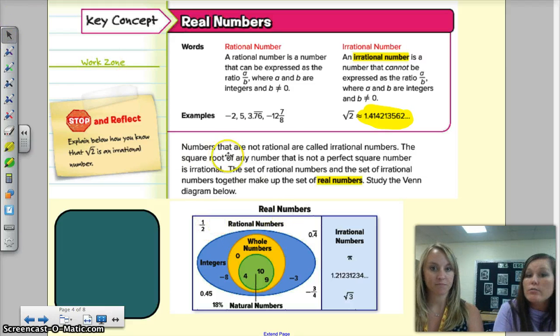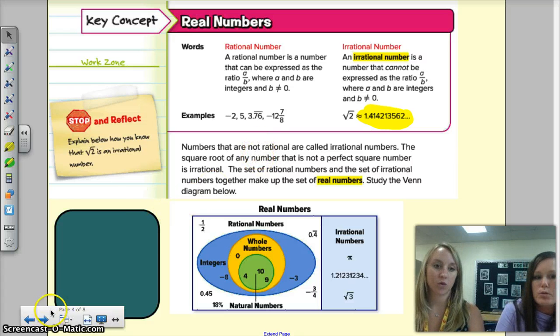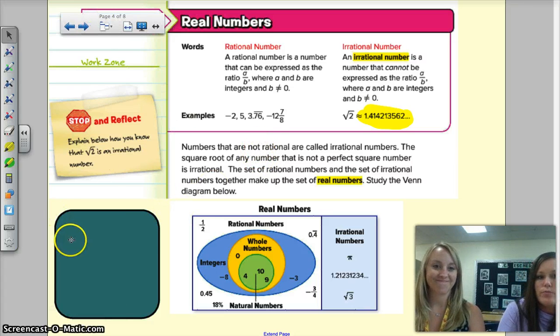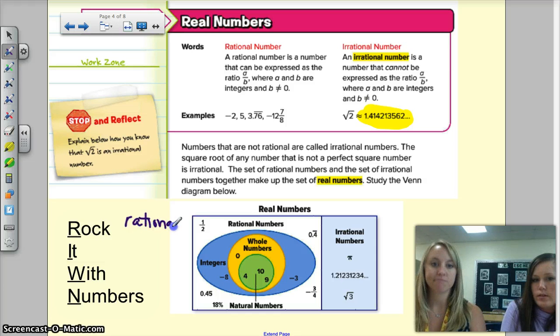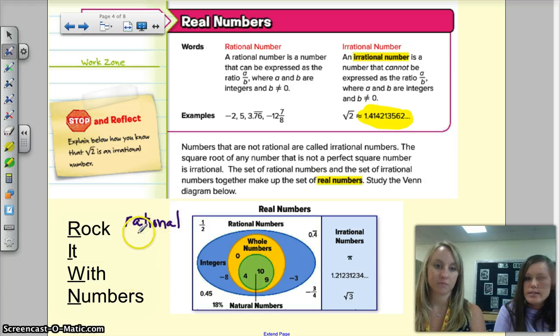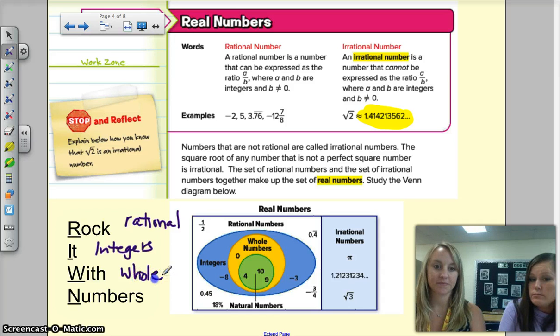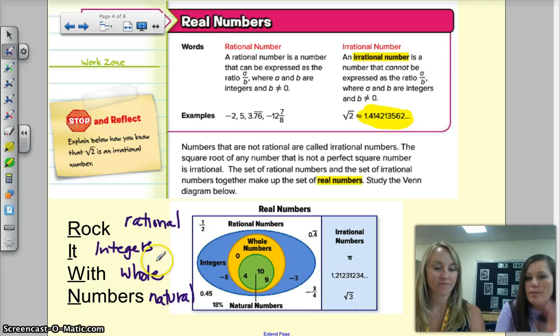The numbers that are not rational are called irrational. And there's a whole bunch of subsets of the real number system. Here's what I want you to write: R-I-W-N, rock it with numbers. This stands for each one of the subsets. R stands for Rational. Within rational numbers, I stands for integers. Next after that are whole numbers. And lastly, Natural. Let's talk about each one of these subsets.